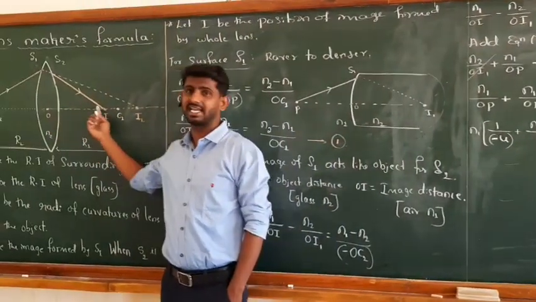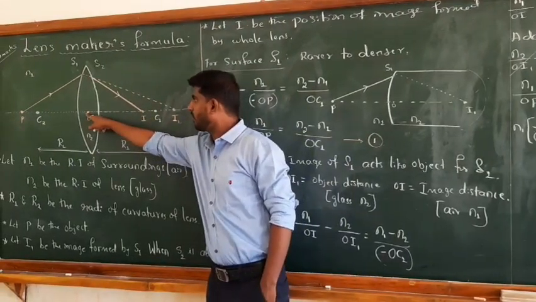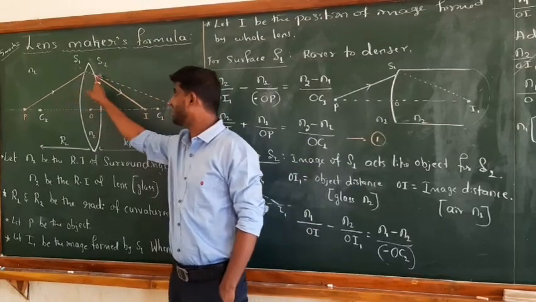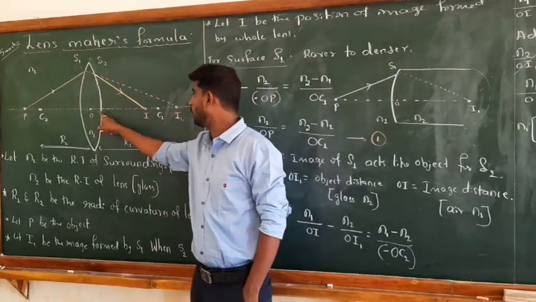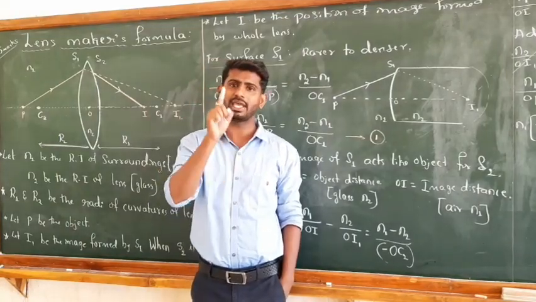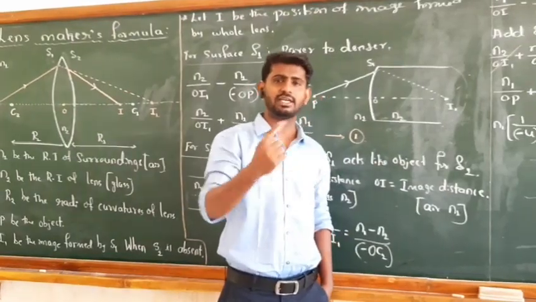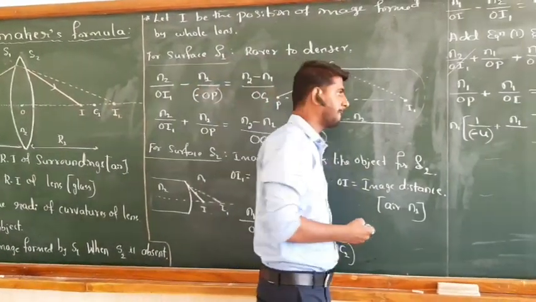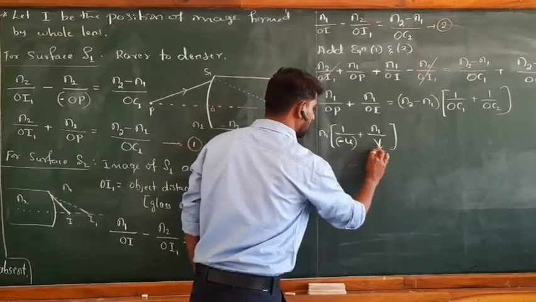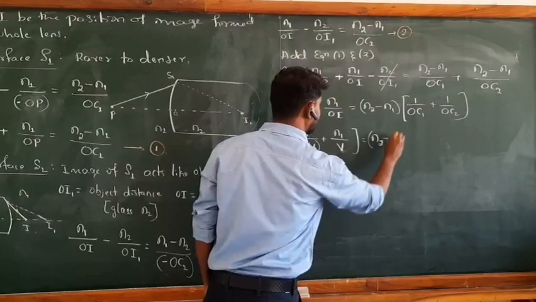And you can get the sign convention. From O to I we are measuring in this direction, and the incident ray direction is also the same, so you have to take OI as positive. And this is v. v is the symbol for image distance, u is the symbol for object distance, and positive or negative depends on the direction of measurement. And here I will write that this is v, equal to n2 minus n1.